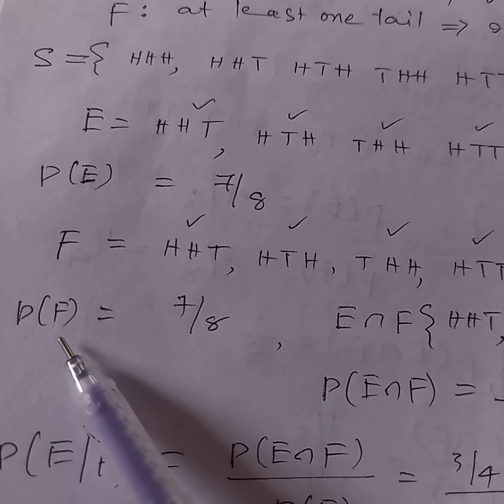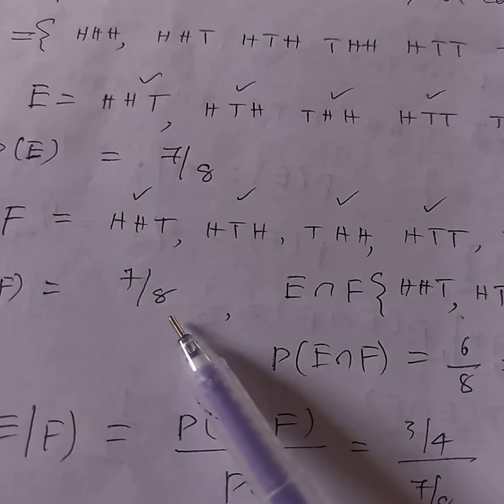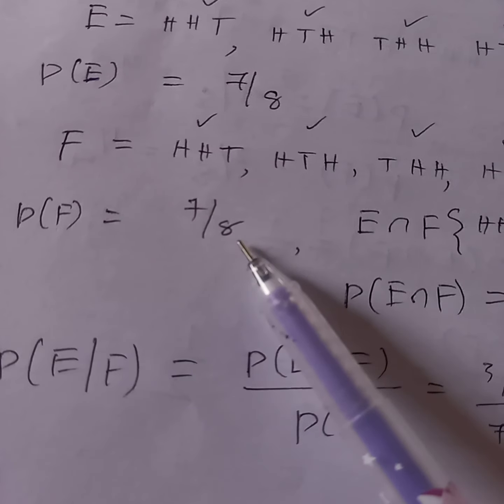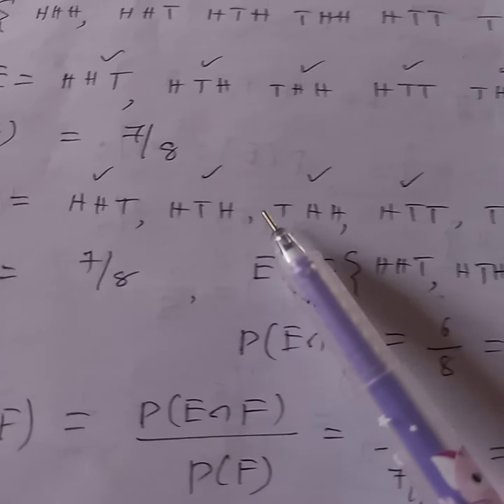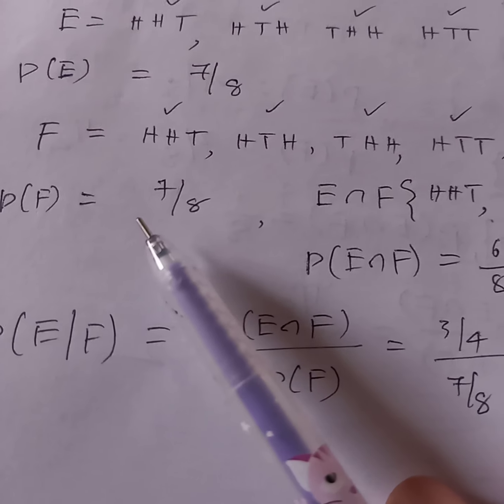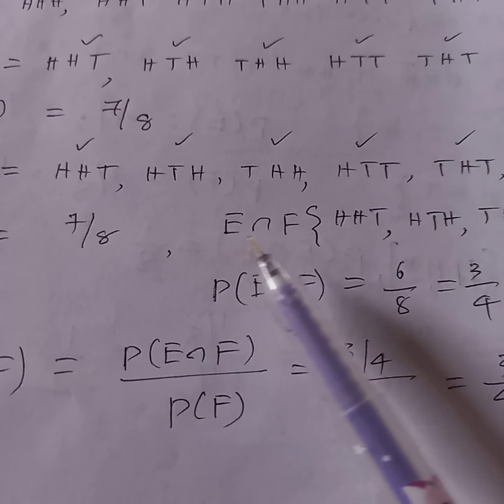So what is the probability of F? How many of them are there? 1, 2, 3, 4, 5, 6, 7. So 7 by 8 is the probability of F, P(F). Now we have to find out E intersection F.